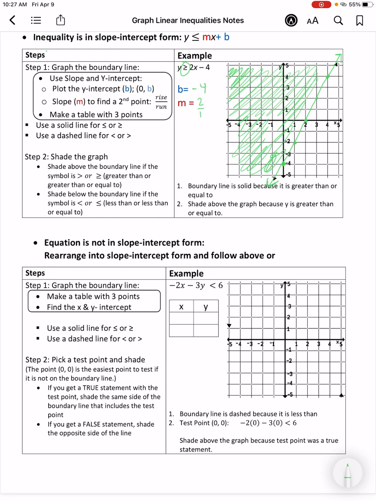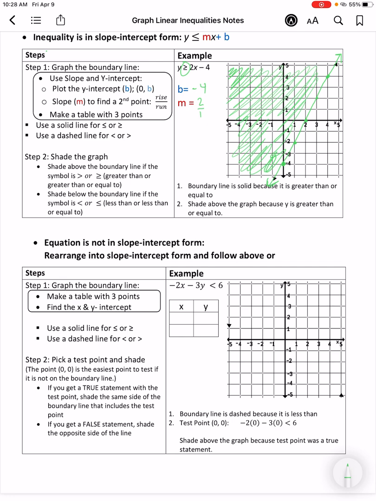If it's in slope-intercept form, it's plotting the intercept, and then using the slope to find another point or two, and then drawing a line, solid or dotted, and then shading appropriately. At the end, if you're unsure about where to shade, you can always put a 0 and a 0 for x and y, as long as my line doesn't go through the origin. If 0, 0 is a true statement, I shade the side that 0, 0 is on. If I put 0 and 0 into my equation and it says false, then I would shade away from 0, 0.